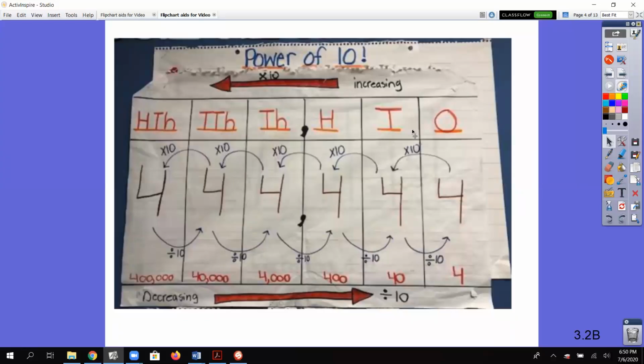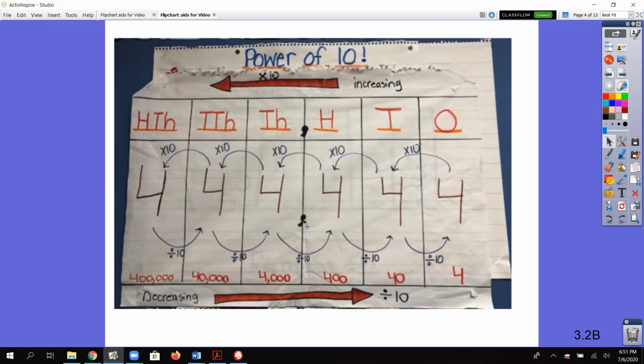Hello, boys and girls. Today we're looking at place value, and I wanted to show you an anchor chart. I like to call it the power of 10. And if you notice, here's a place value chart, and there's a number in each box, and it's the same number. And it looks kind of funny, but I want to show you. So this number is 444,444. Now remember, when you see this comma, you don't say and.